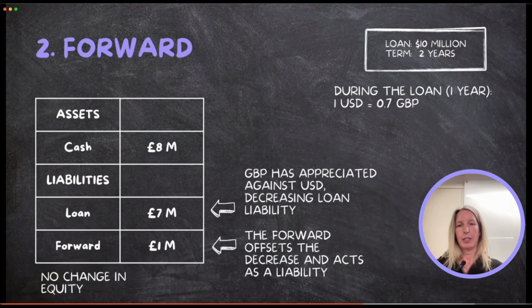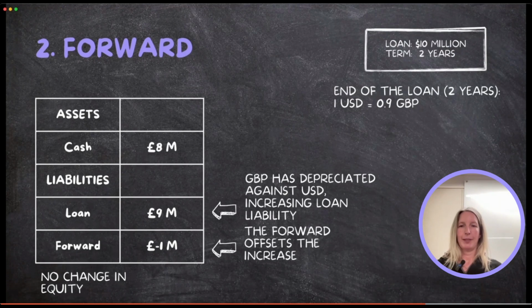With the forward in year one, you would have still assets of 8 million in cash, and then liabilities will change because remember, you made an FX gain, so your liabilities are worth only 7 million in pounds. However, your forward will have moved against you, so that will be another 1 million in liabilities that you have with the forward. And always try to get the forward as close to the underlying asset or liability that you're hedging, so that both set each other off perfectly.